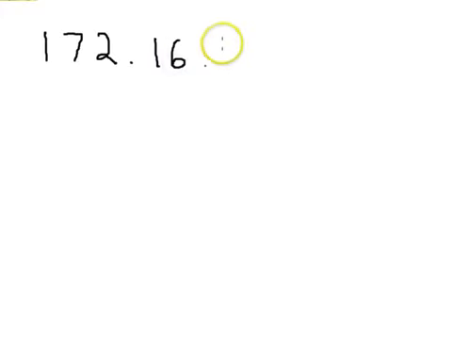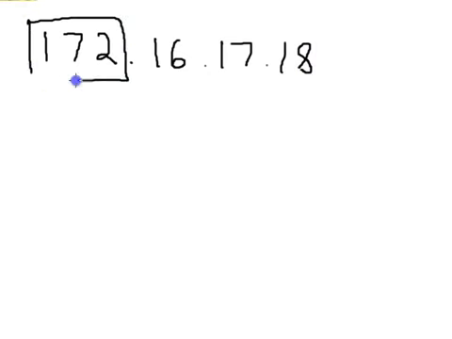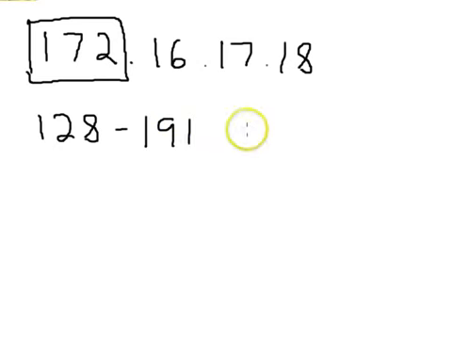Now let's look at another IP address: 172.16.17.18. So what is 172? It's not in the 0 to 127 range, but it is in the 128 to 191 range, which happens to be the range for Class B addresses. So now we know that this is a Class B address.